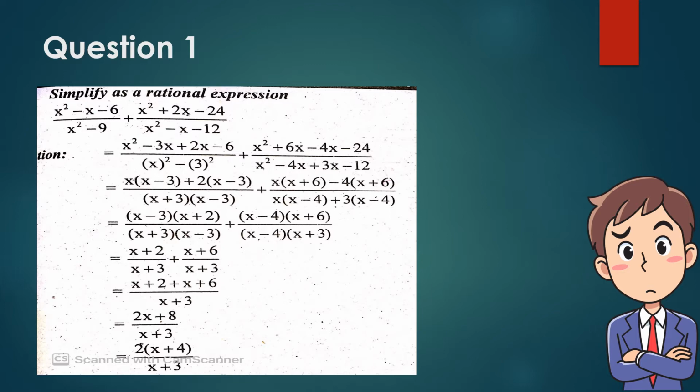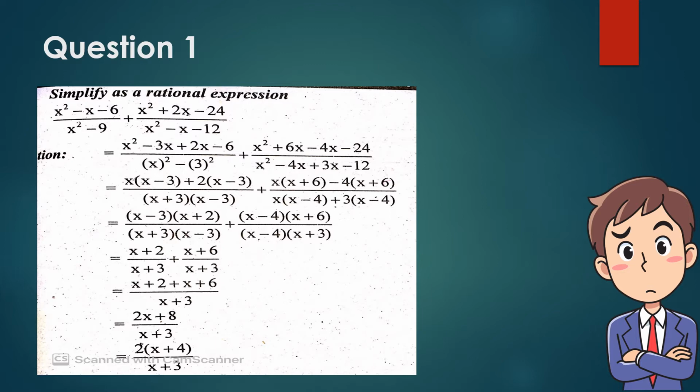In the denominator we have a plus b and a minus b. In the second fraction we have taken x common, we will be left with x plus 6 minus 4 into x plus 6, divided by x into x minus 4 plus 3 into x minus 4. Now what you have to do is just cancel out the similar terms. X minus 3 will be cancelled with x minus 3, and in the second fraction x minus 4 is cancelled out by x minus 4.